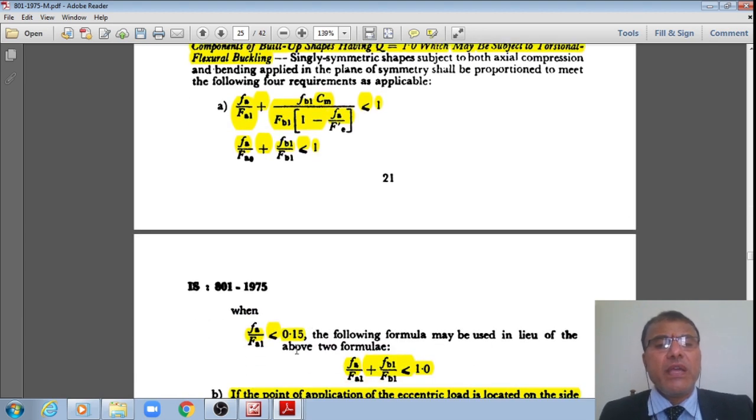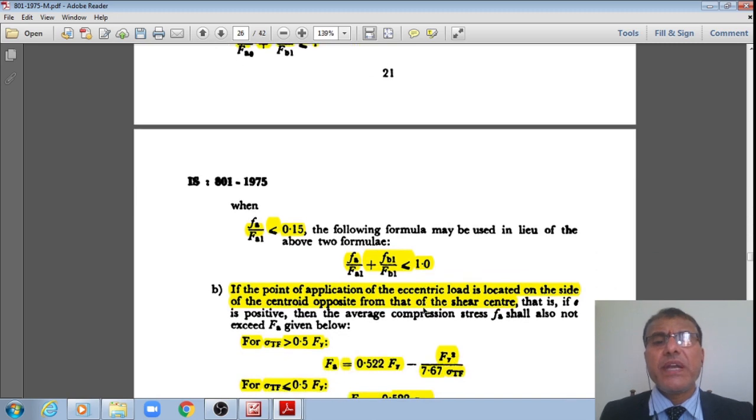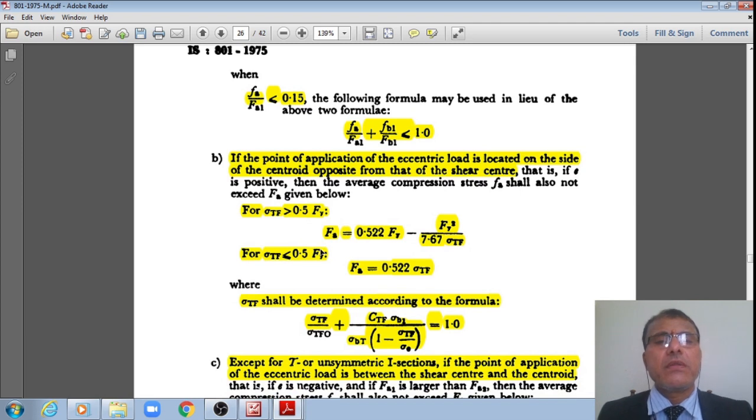Then if fa divided by Fa1 is less than or equal to 0.5, what we can use is fa divided by Fa1 plus fb1 divided by Fb1 should be less than or equal to 1. Now the second one, if the point of application of the eccentric load is located on the side of the centroid opposite from that of the shear center, then for sigma tf greater than 0.5 Fy, Fa is equal to 0.522 Fy minus Fy square divided by 7.67 sigma tf.